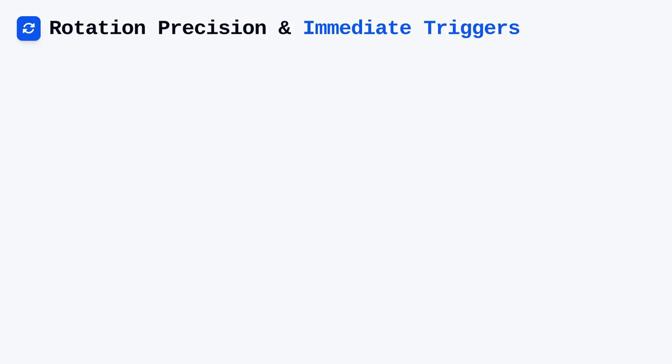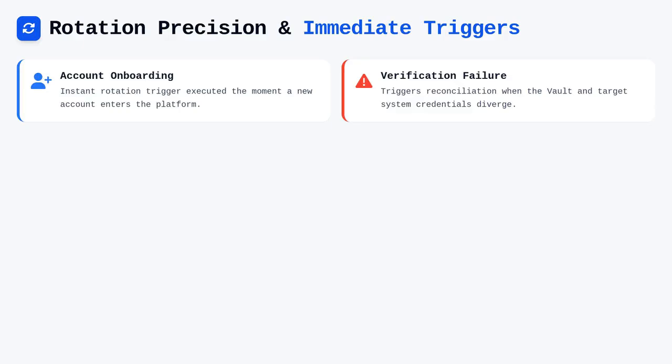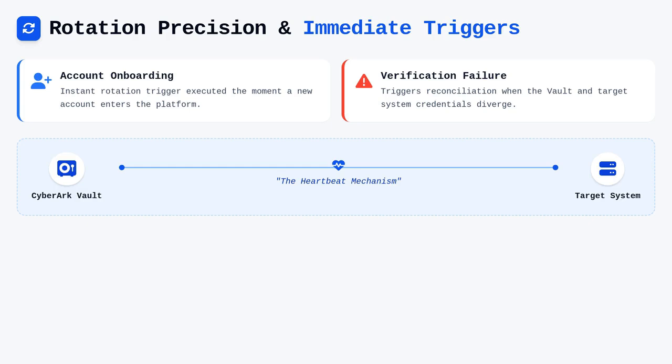The precision of your rotation configuration often relies on the ability to trigger these actions immediately when specific conditions are met. CyberArk platforms allow for immediate rotation triggers that can be engaged when an account is onboarded or when a verification check fails. These verification checks are critical because they act as a heartbeat mechanism, confirming that the credential known by the vault is indeed the same credential currently in use on the target system.